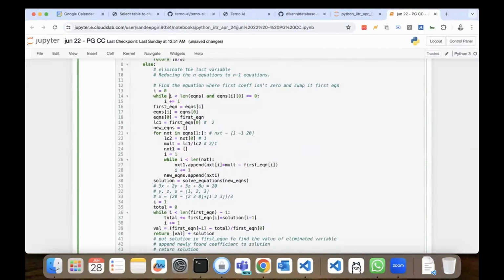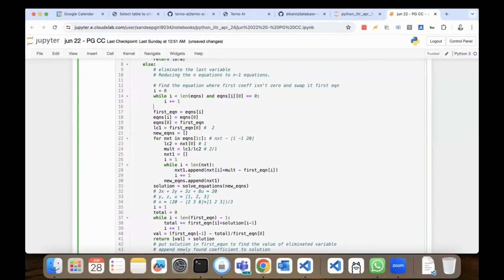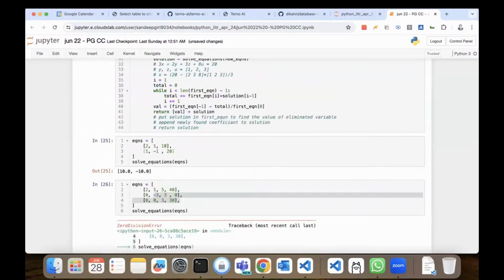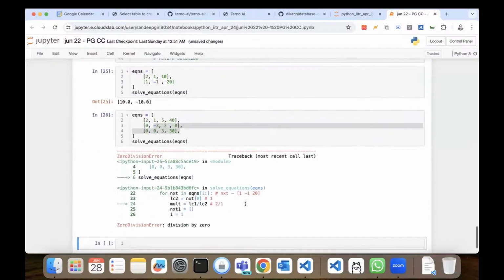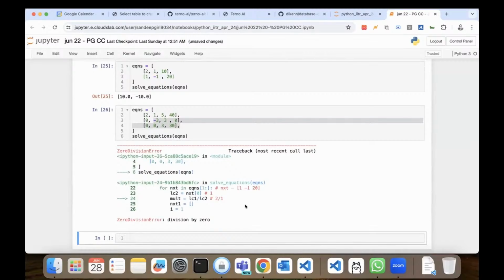So I'm saying keep going over the equations. Go like if the I is less than the length of equations and ith equation's 0 value is equal to 0, keep going, otherwise break. Okay. So I'm just wondering what's happening here.